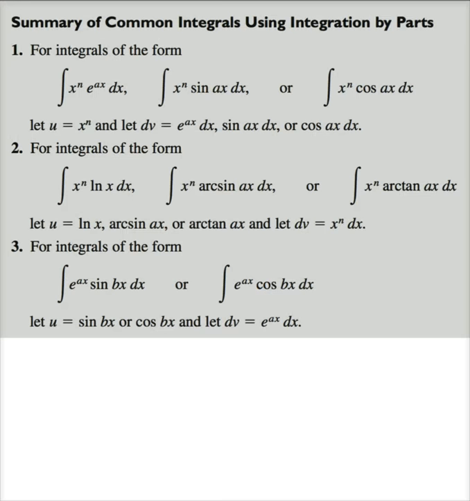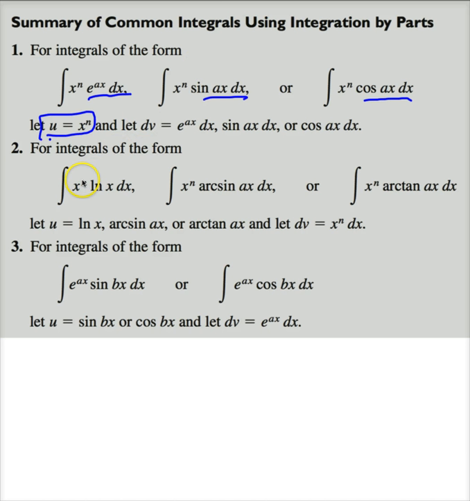Now here are some tips for integration by parts. Suppose you have x to the n times either e to the ax, sine ax, or cosine ax. In these cases, let u equal x to the n, and then dv is the trig part or the exponential part. The u's you'll be able to take the derivatives of these down to zero, and you can integrate these easily.